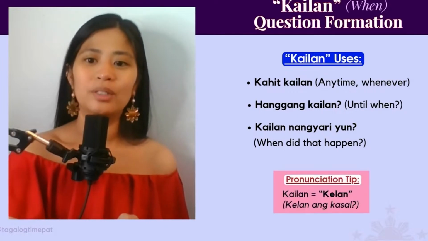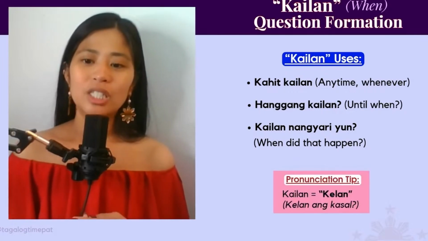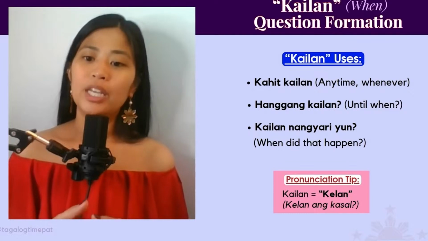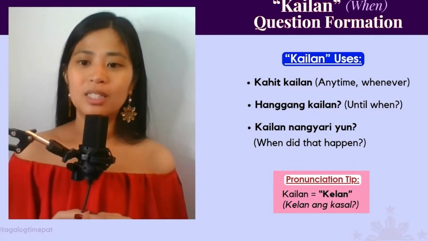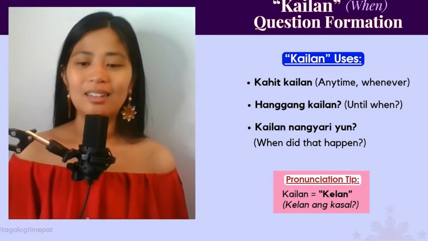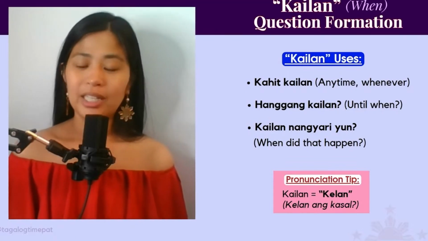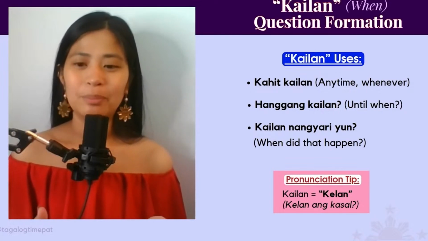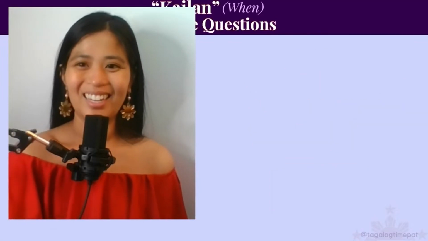Nangyari means happened, and then yun means that. Kailan nangyari yun? And then just a pronunciation tip, it's pronounced kailan, but you will often hear it pronounced kailan. Kailan ang kasal? But it's not wrong to hear kailan ang kasal. It's a little bit more formal. Okay. So here are some examples.